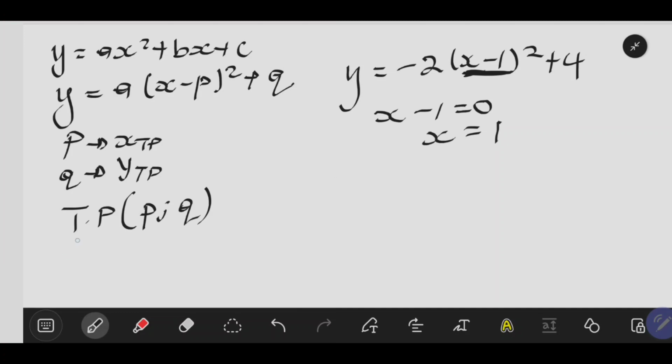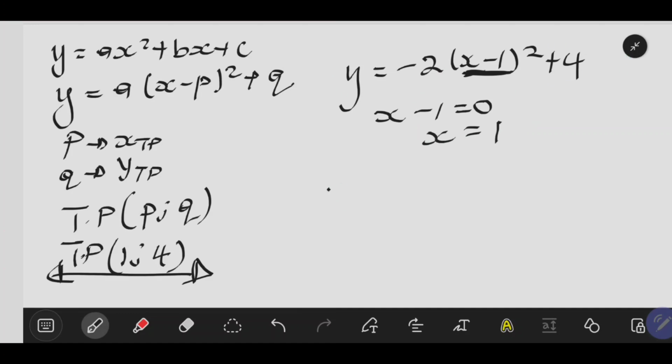So to determine your turning point, we're going to say TP. And then your x turning point, we know that it's 1. And then the value of q together with its sign, we take them the way they are. If it was negative, we're going to take that negative there. So in this case, it's positive 4. So here you have it. These are the coordinates of the turning point of this function.